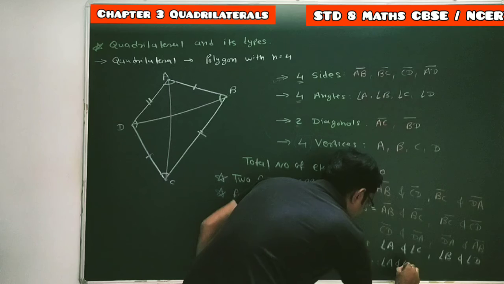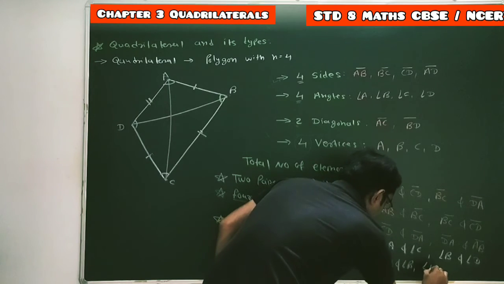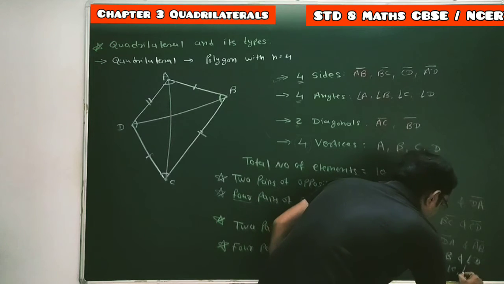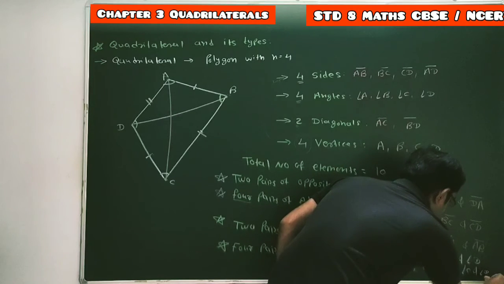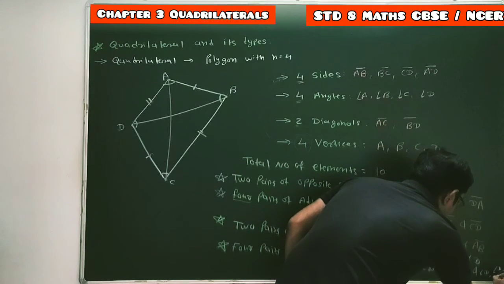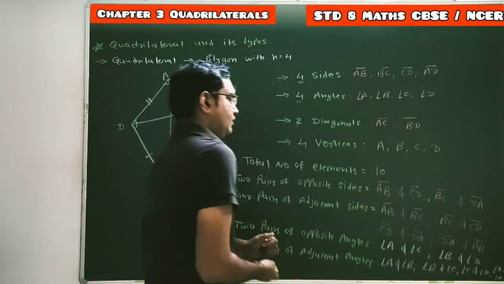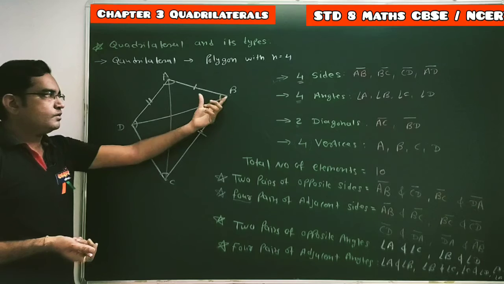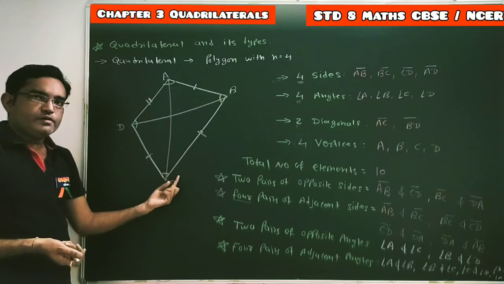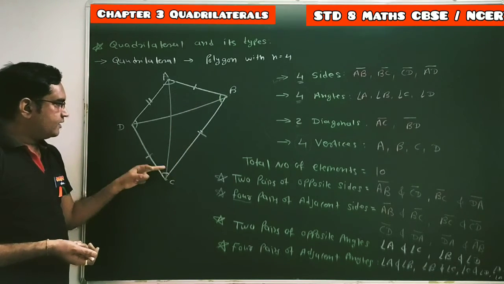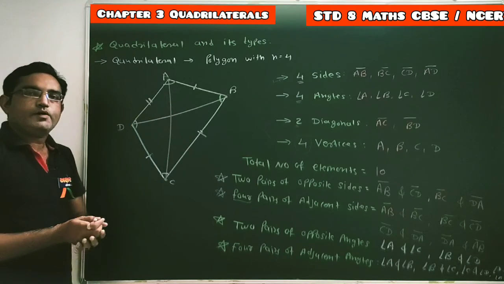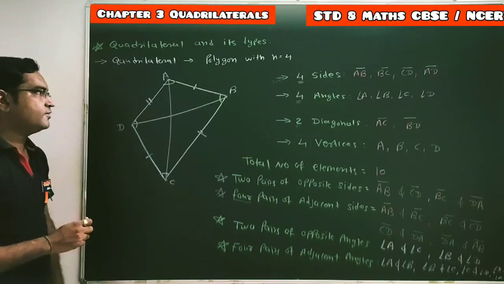Angle A and angle B, angle B and angle C, angle C and angle D, angle D and angle A. 4 pairs of adjacent angles are there. Angle A and angle B, angle B and angle C are pairs of adjacent angles. Angle C and angle D are a pair of adjacent angles. Angle D and angle A are a pair of adjacent angles. Clear, students?